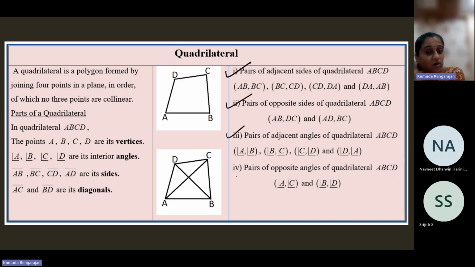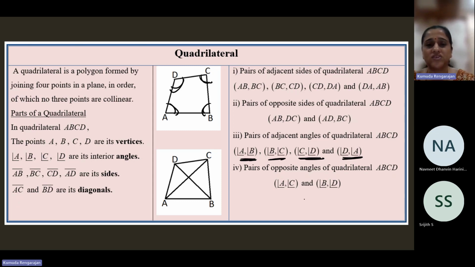Now adjacent angles, opposite angles. So opposite angles are angle A and angle C, angle B and angle D. Adjacent angles: angle A and angle B, angle B and angle C, angle C and angle D, angle D and angle A. So like four pairs of adjacent sides, we have four pairs of adjacent angles. We have two pairs of opposite sides and two pairs of opposite angles.